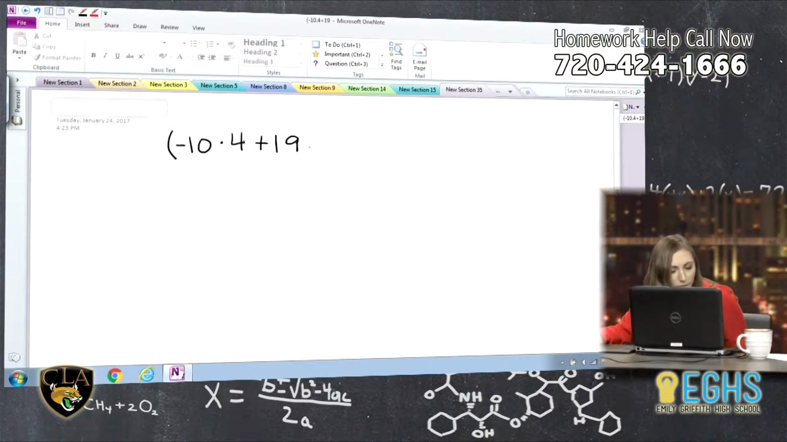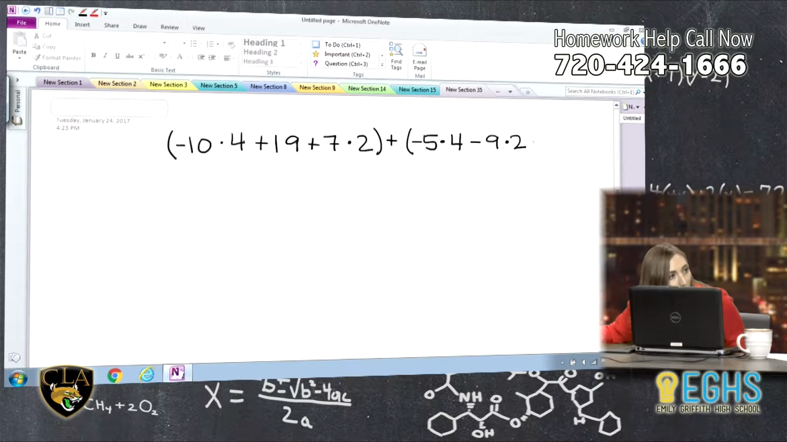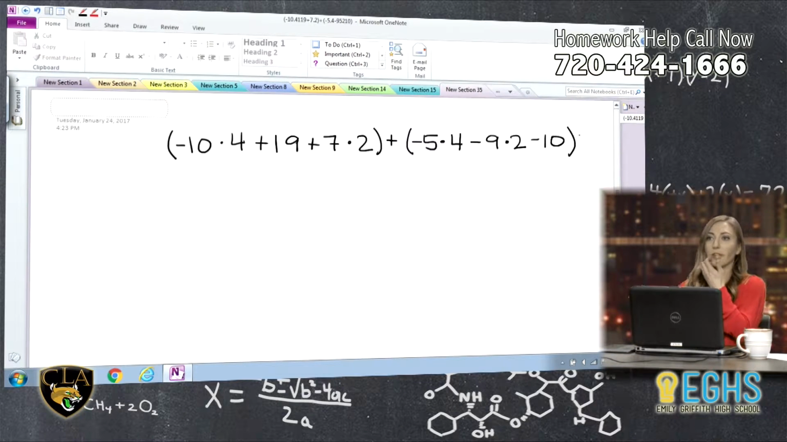Just give me a second. I'm going to copy it down real quick. Perfect. So you have negative 10 times 4. Oh, no parentheses there. I'm trying to copy this down. Sorry, guys. It's quite a long problem. Okay, so plus 19 plus 7 times 2, end parentheses plus negative 5 times 4, minus 9 times 2, minus 10.